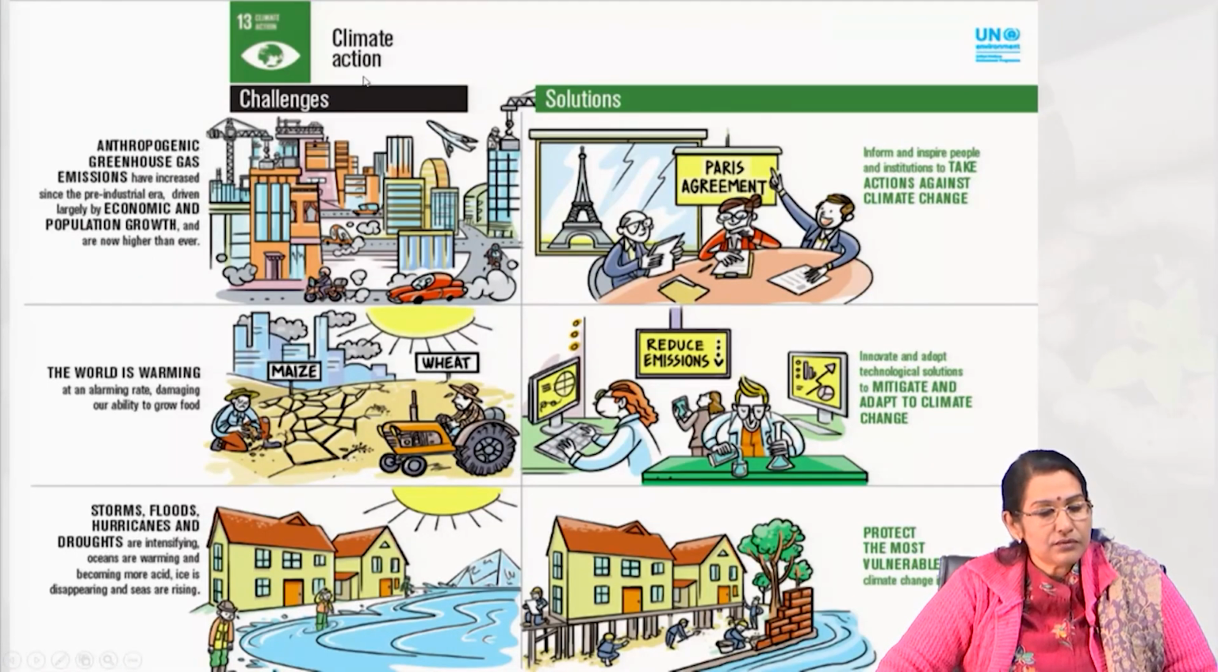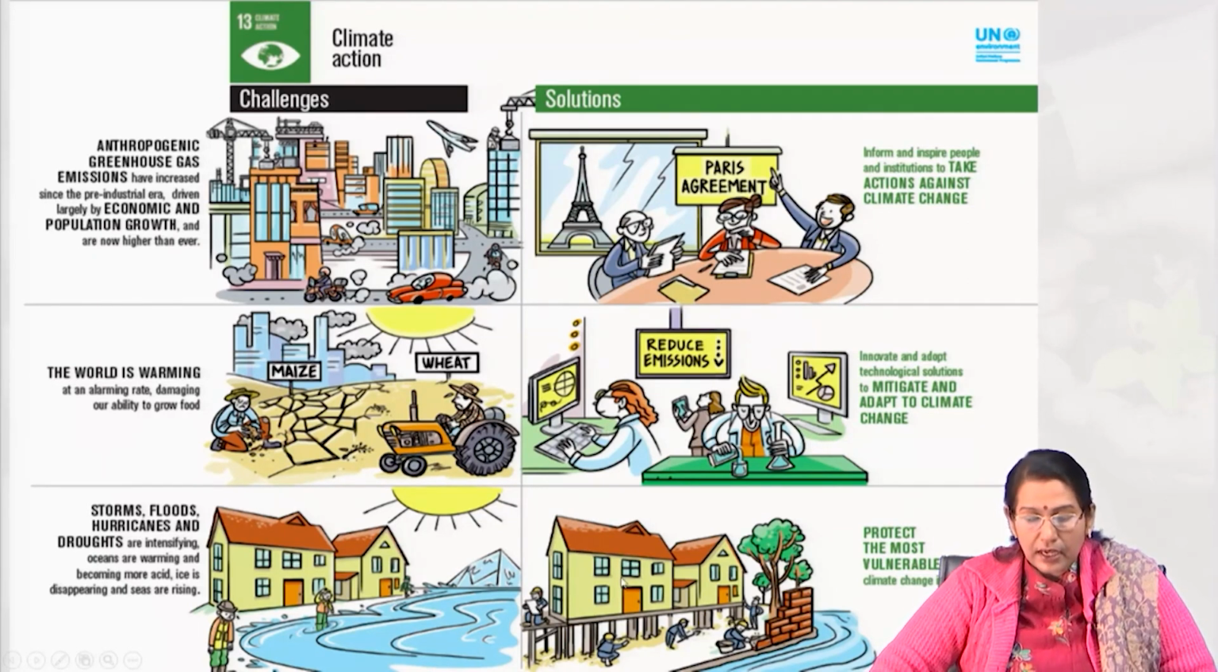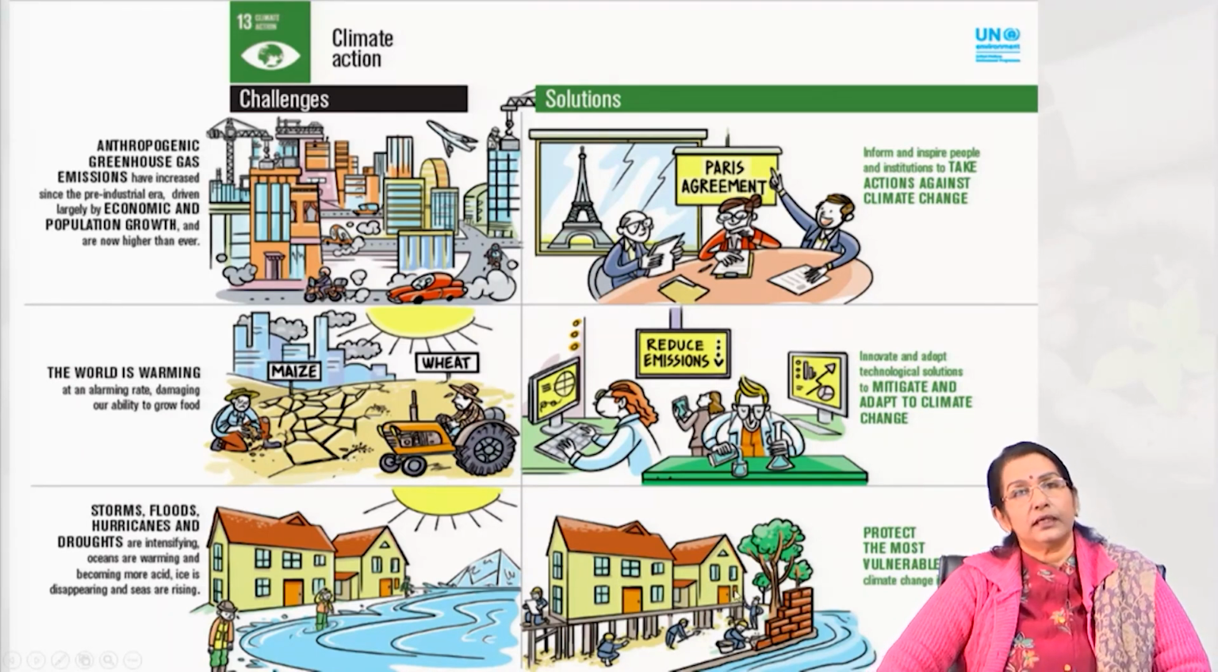So, these are, as we have already seen, the climate change challenges we are facing: greenhouse gas emissions, global warming, storms, floods, hurricanes, disasters, all kinds of things. How can it be mitigated, how can it be resolved? Solutions like the Paris Agreement, we have to follow the Paris Agreement, take action against climate change, mitigate and adapt by reducing emissions, by engaging ourselves in more advanced scientific research on climate change and energy, and protect the most vulnerable against climate change, that is our greenery and our planet Earth.